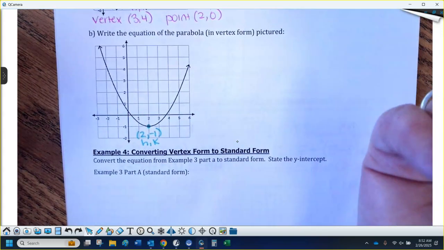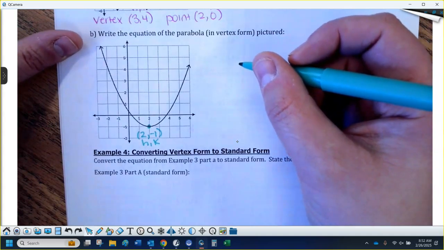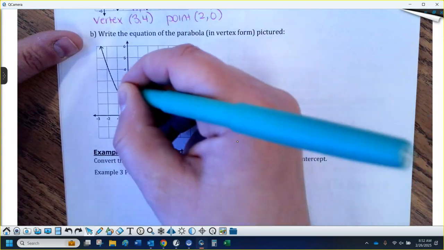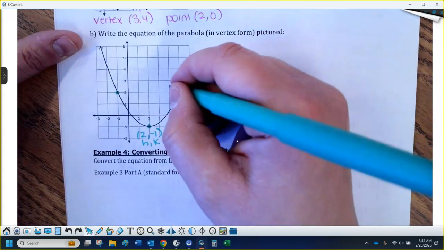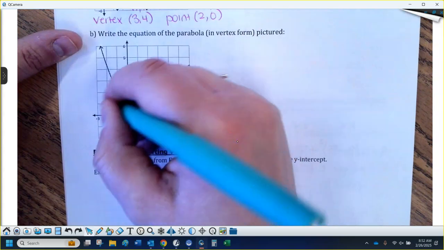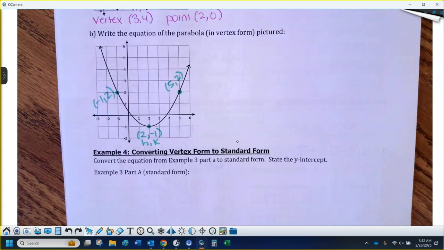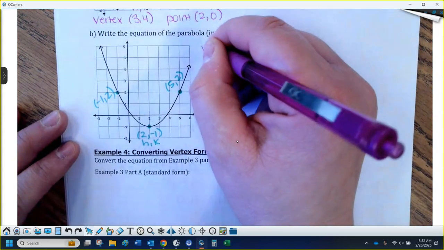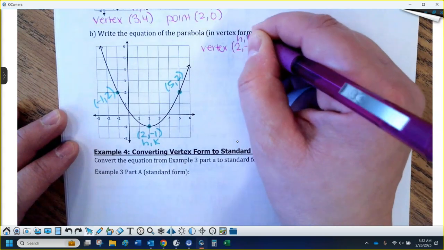If it's real wide, it means that the a value is going to be a fraction between 0 and 1. I think you have a couple options here that I see that go through nice points, but it's really 2 on this graph. I have the point 5, 2, and my other option would be the point -1, 2. You just need to pick one of the 2 points. You don't have to use both, but you do have to use the vertex. So that's that 2, -1. That's your h and k.